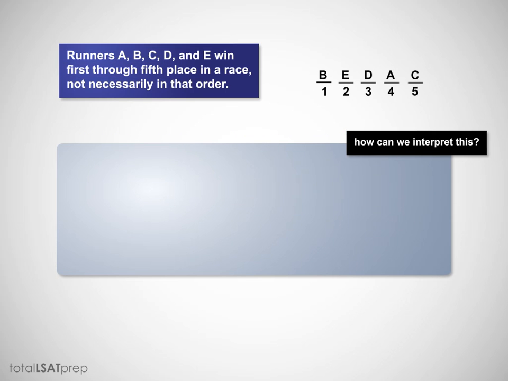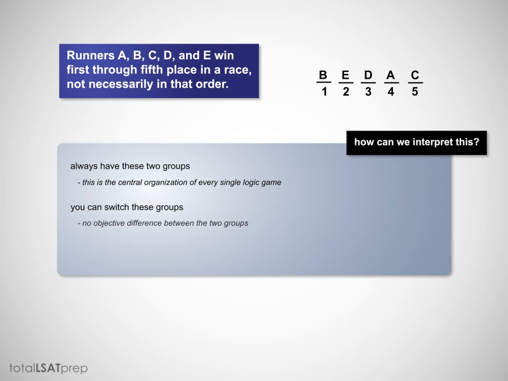Okay, so going back to the game, we're always going to have these two groups, and this is the central organization of every single game. You're going to have a set of movable elements, and you're going to have a set of structural elements. Now you can switch these groups. There's actually no objective difference between the two groups. You should choose the one that feels more comfortable, but don't agonize over which one's the correct one. Here, we chose the runners to be the movable elements and the numbers, the places, to be the structural elements, because that intuitively just makes more sense, but that doesn't necessarily have to be.